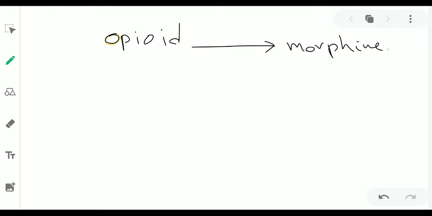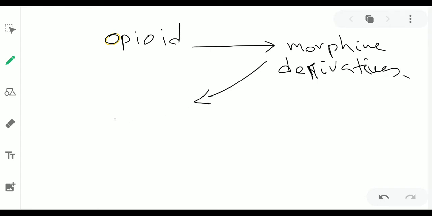I'm going to discuss with you why it's so important to calculate the dosage of opioid drugs. As you know, opioids are drugs that are derived from morphine; they are morphine derivatives.